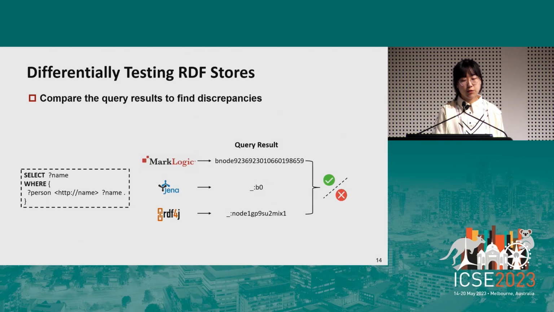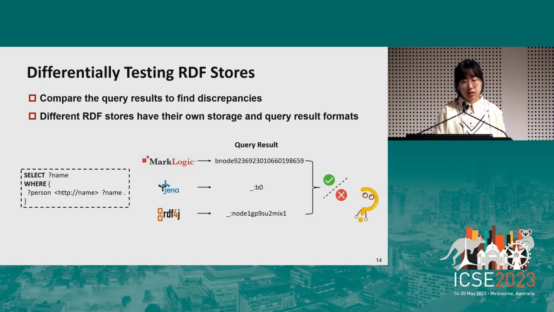We adopt differential testing to find discrepancies among multiple target RDF stores. However, different RDF stores usually have their own storage and query result formats, such as the ID of the same blank node is different in different RDF stores. So how can we compare them?